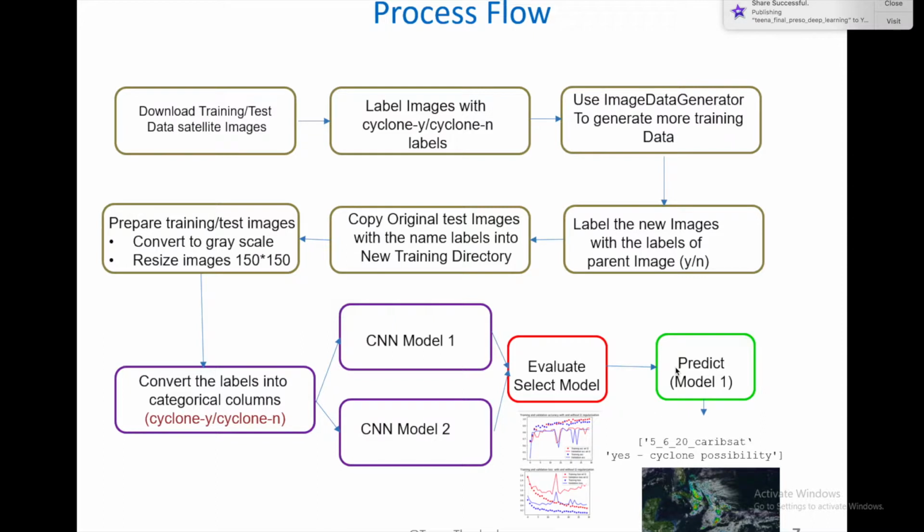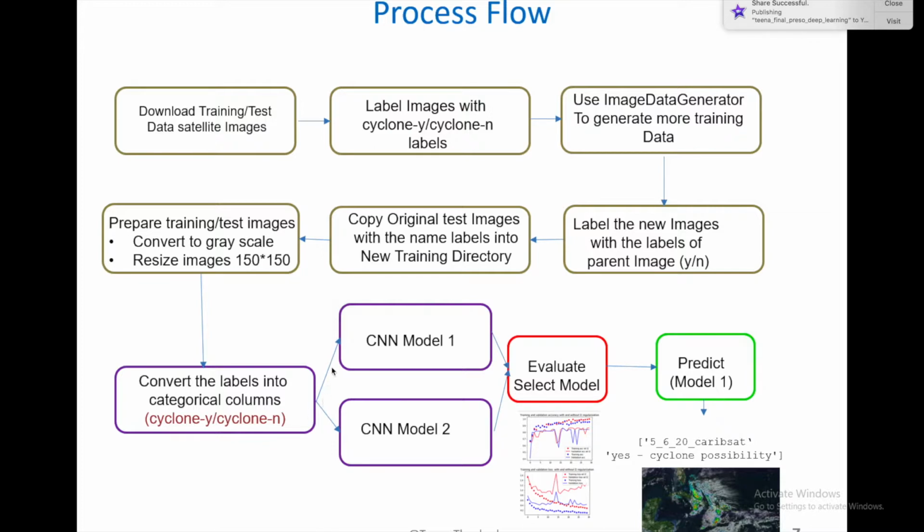The process involves converting the data into training and testing set, relabeling them as cyclone yes or cyclone no labels, and then passing them through image data generator systems to generate more images with the same labels, but with some change in zoom or stretching the images or changing some portion of the image. Then the images were pre-processed by converting them into grayscale images and resizing them into 150 by 150 images. The labels were converted into categorical variables for the output for the prediction models.